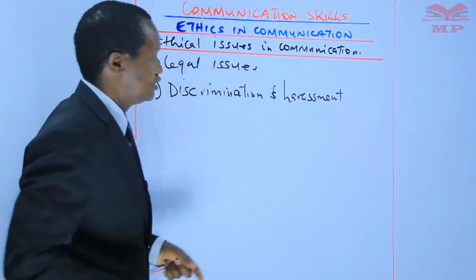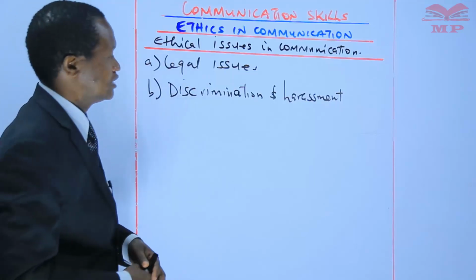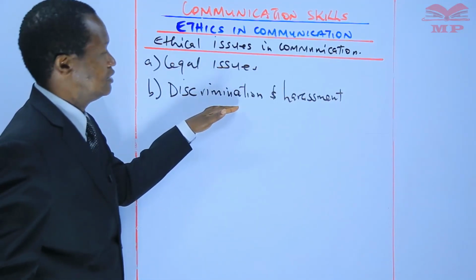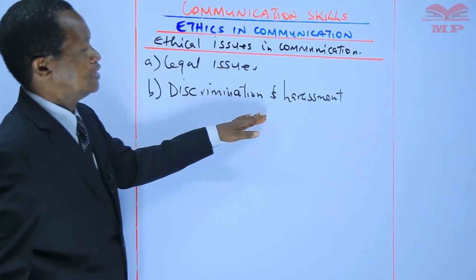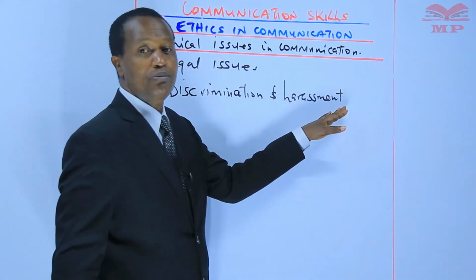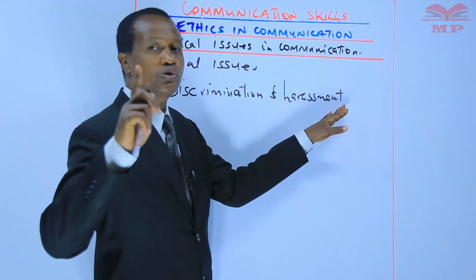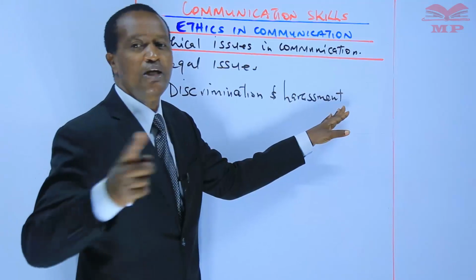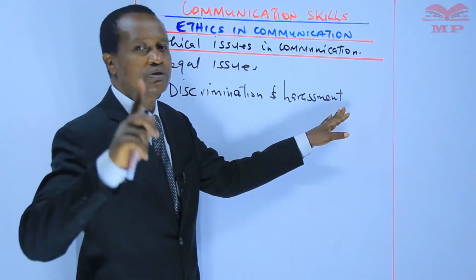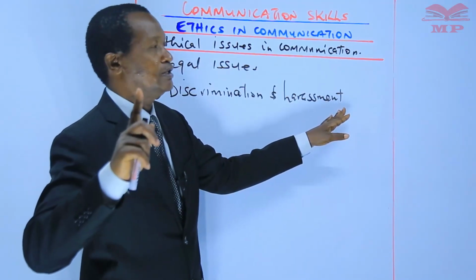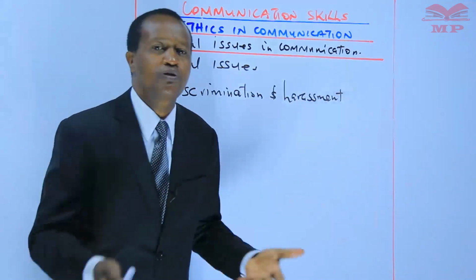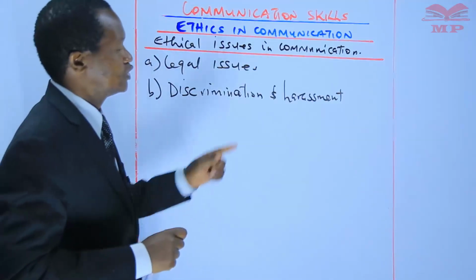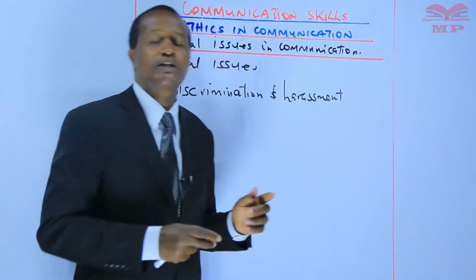So when communicating, try as much as you can to avoid discriminating against people on the basis of their gender, their religion, and so on. Also, you need to avoid harassing other people, because that is not good at all. It is a way of communicating poorly, because you are violating people's feelings. You are going against the principles of fairness, dignity, and also respect for other people. You should not harass others, because they are human beings.